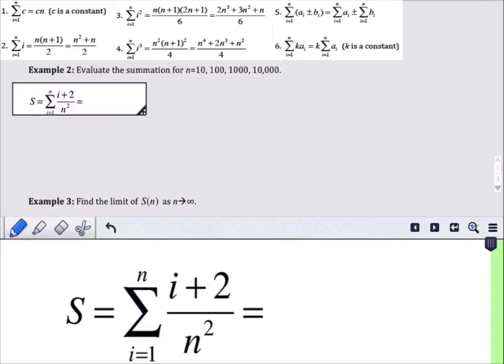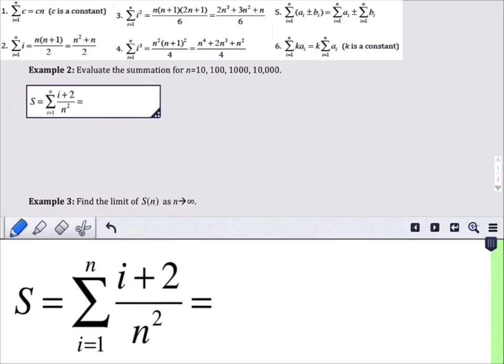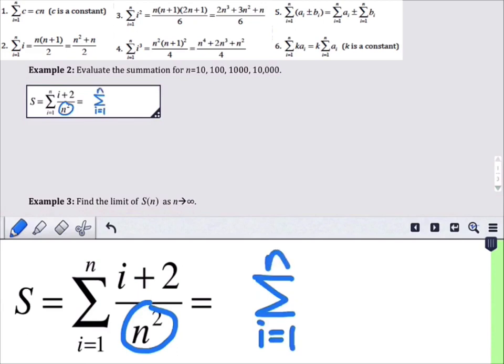In example 2, we want to evaluate the summation for n equals 10, 100, 1,000, and 10,000. First, let's find our summation formula for (i plus 2) over n squared. When we look at these, all of our n's are actually going to be constants. So this can be rewritten as the sum from i equals 1 to n, and we can factor out our constant. We can put 1 over n squared outside, and then we're left with i plus 2 on the inside.